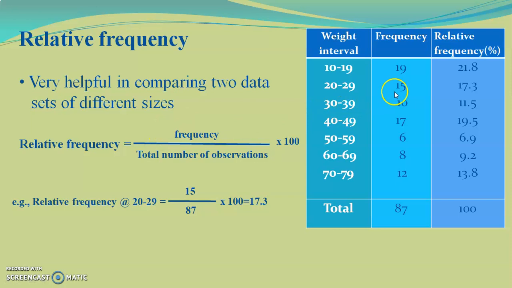The frequency of this particular variable is 15, and the total number of observations is 87. Means the sum of the total frequencies is 87. So 15 divided by 87 times 100 gives 17.3. So 17.3 is the relative frequency at the class interval 20 to 29, or the variable 20 to 29, having frequency 15.